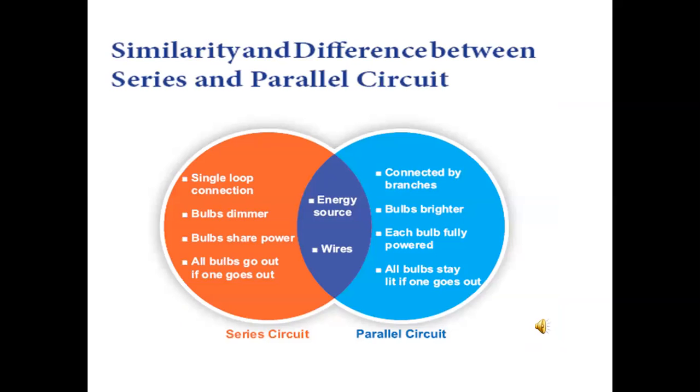The differences between series and parallel circuits are: single loop connection in series circuit, bulbs dimmer in series circuit, bulbs share power in series circuit, and all bulbs go out if one goes out in series circuit. In parallel circuit, connected by branches, so bulbs brighter, each bulb fully powered, and all bulbs stay lit if one goes out. These are the similarity and difference between series and parallel circuits.